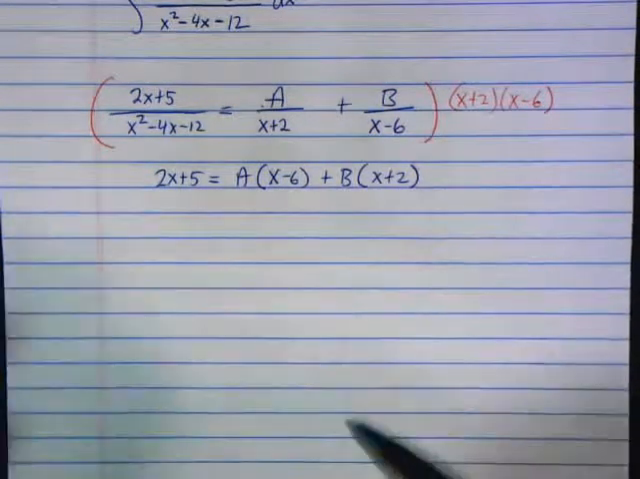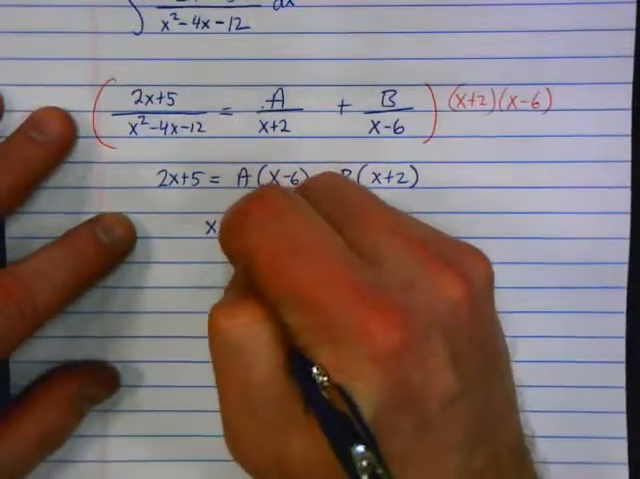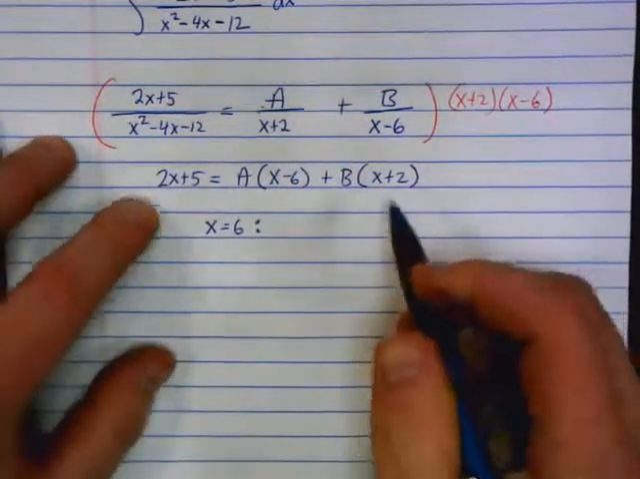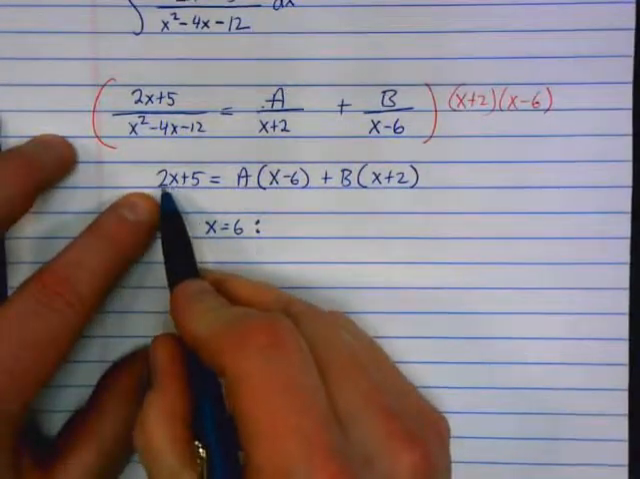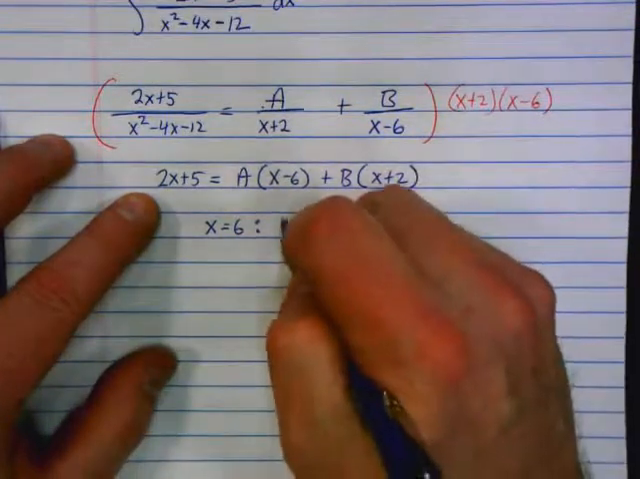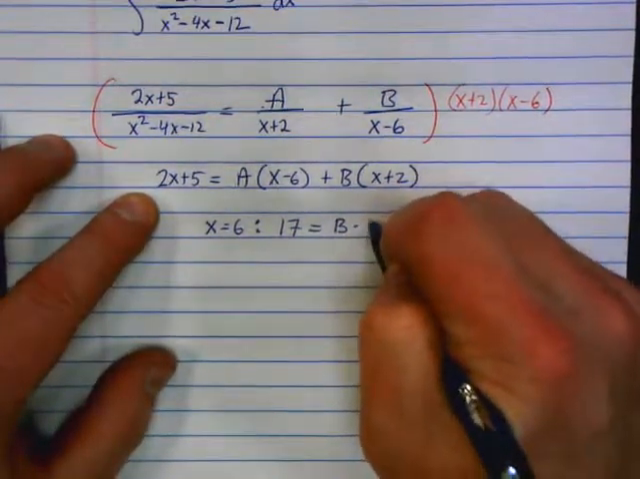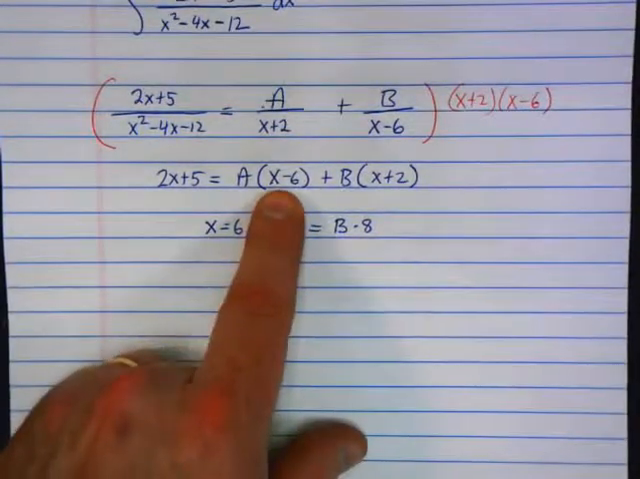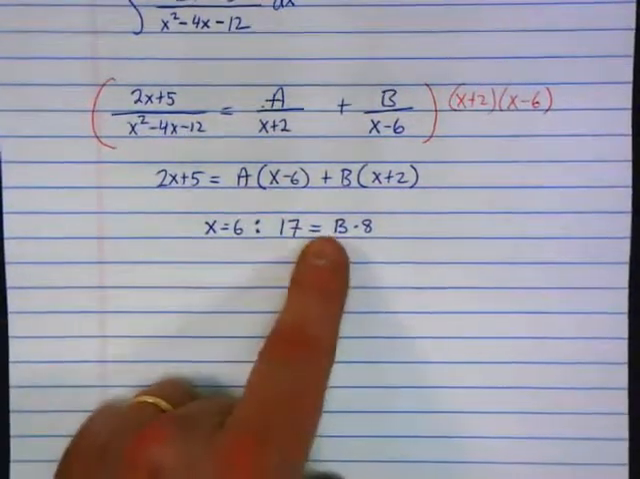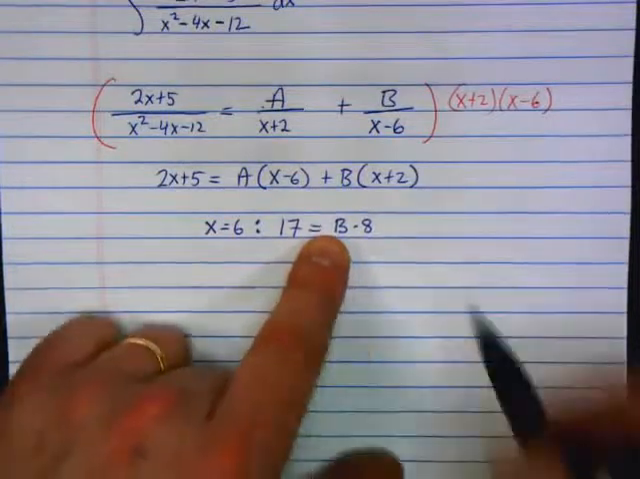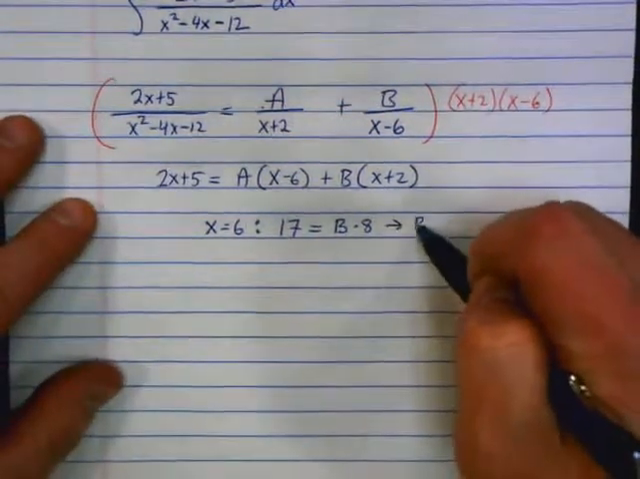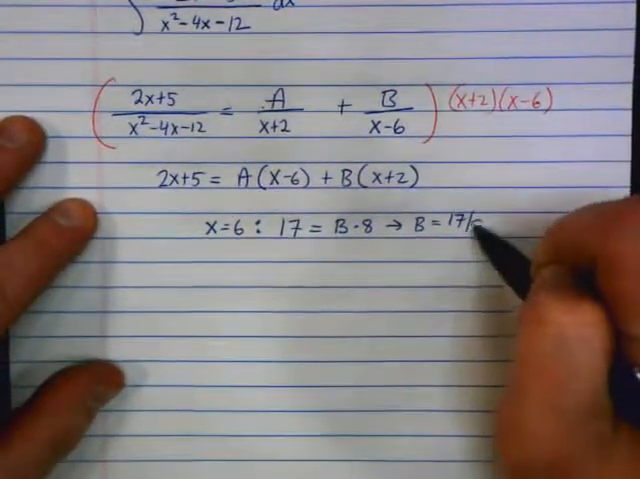So I'm going to plug in x equals 6. On the left-hand side, I get 6 times 2 is 12, 12 plus 5 is 17, equals b times 8. And the nice thing about the number 6 is it made this one go away, which only left me with one letter, letter b. So b is 17 over 8.